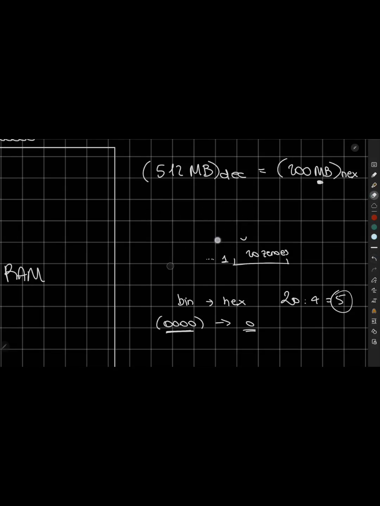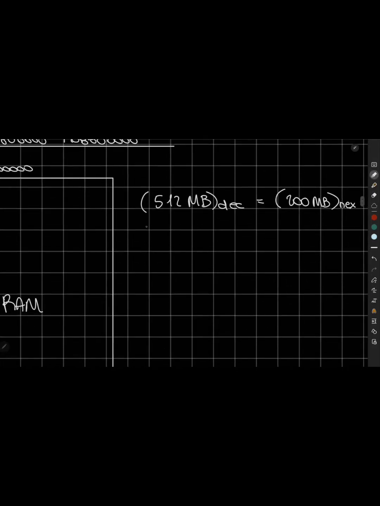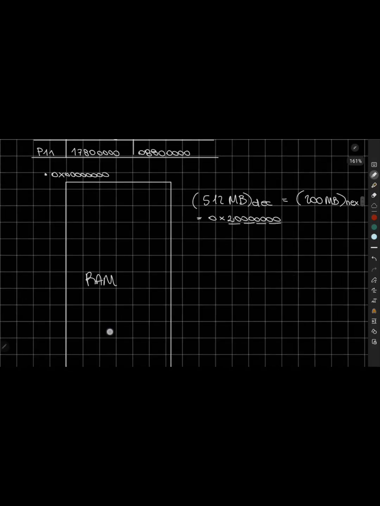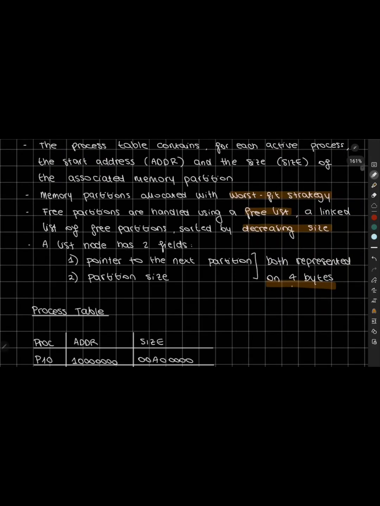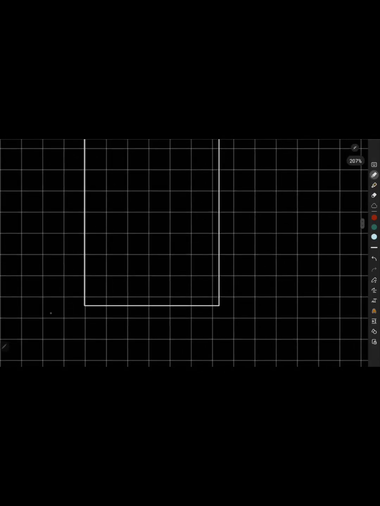So 200 megabytes in hexadecimal is going to be the address 0, followed by 200, followed by 5 zeros. We see that we have exactly 8 digits, so it is correctly represented on 4 bytes, and we can say here that our last address is 2 followed by 7 zeros.